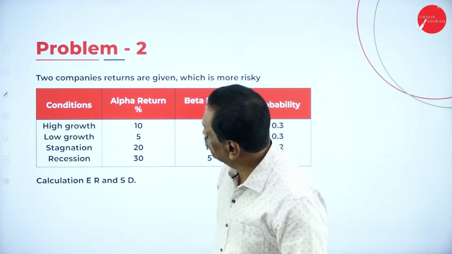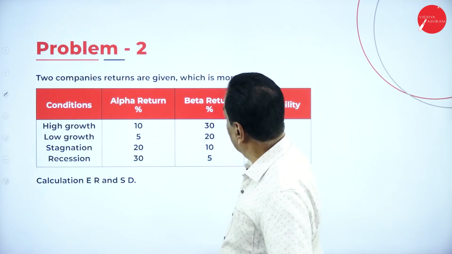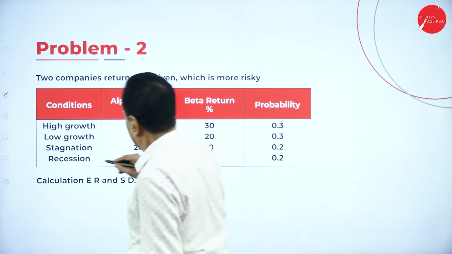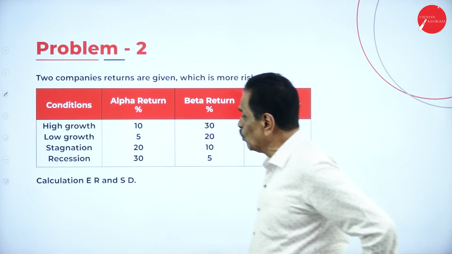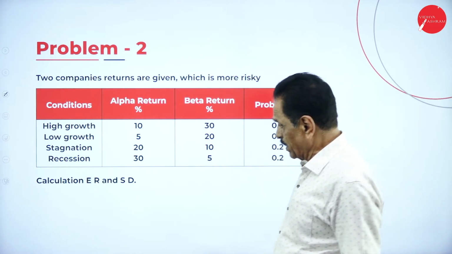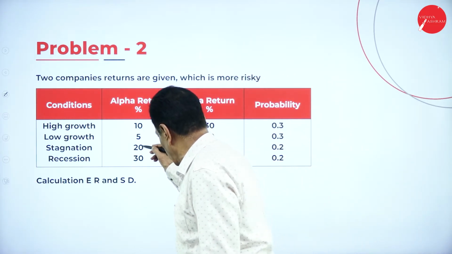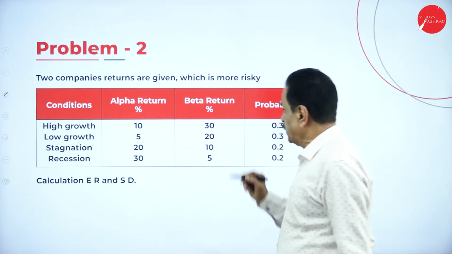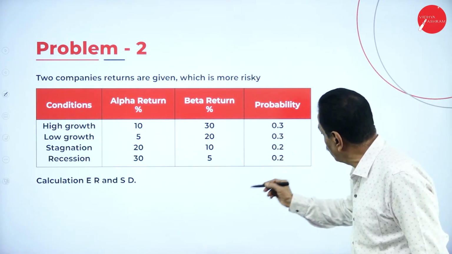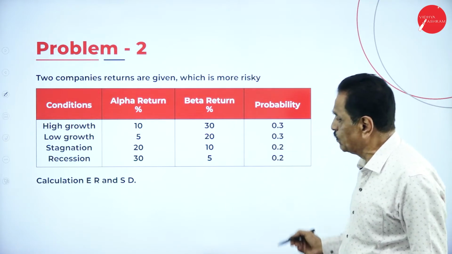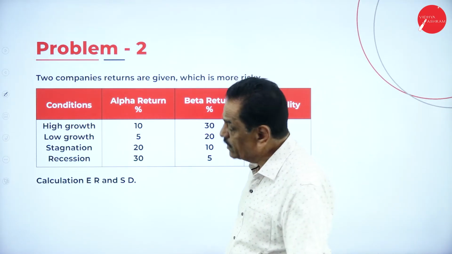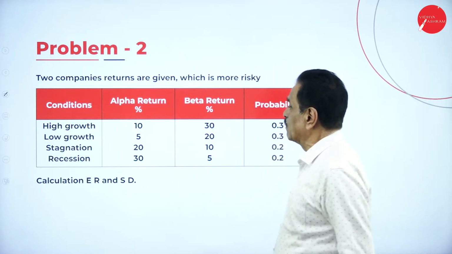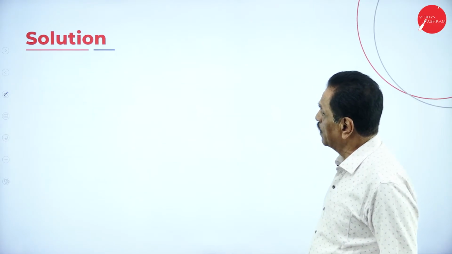So there are two problems here. Two companies are given, which is more risky. Condition: high growth, low growth, stagnation, recession. Returns 10, 5, 20, 30, beta 30, 20, 10, 5, probabilities 0.3, 0.3, 0.2. Calculate expected return and standard deviation. We'll go with the first one.